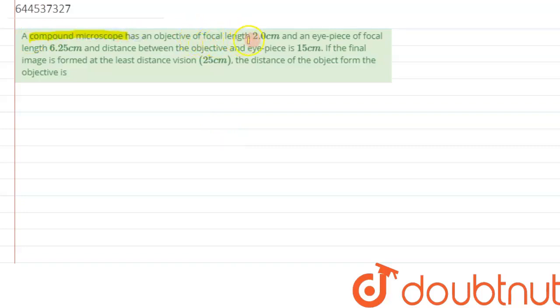Hello everyone, so we are given the question which says there is a compound microscope having an objective of focal length 2 cm and eyepiece of focal length 6.25 cm, and the distance between the objective and eyepiece is 15 cm. If the final image is formed at least distance of vision, that is at 25 cm, we need to find the distance of the object from the objective.